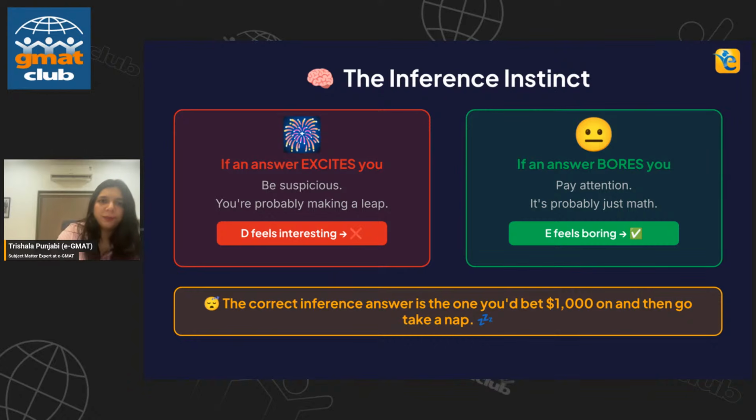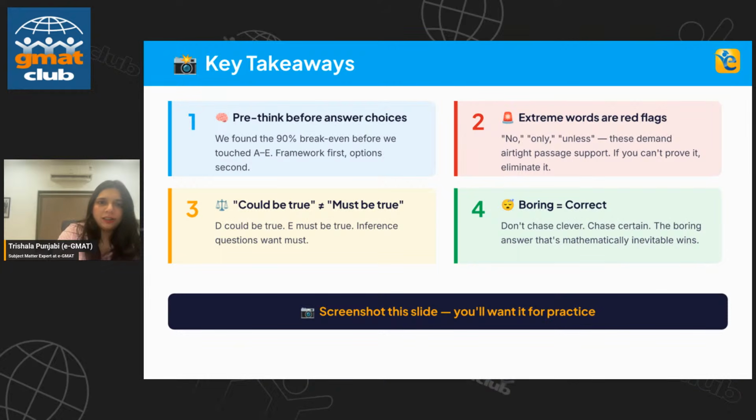Okay, perfect. Right. So, what are the key takeaways? Pre-think before the answer choices. Extreme words are red flags. I'm not saying that they're always wrong, but you have to be more careful when there's an extreme choice. Could be true is not must be true. Even if it is true 90% of the time, it's still not the right answer. It has to be true 100% of the time. And yeah, boring is correct. Don't say, oh, this one is too boring, it seems so obvious. That's the point.